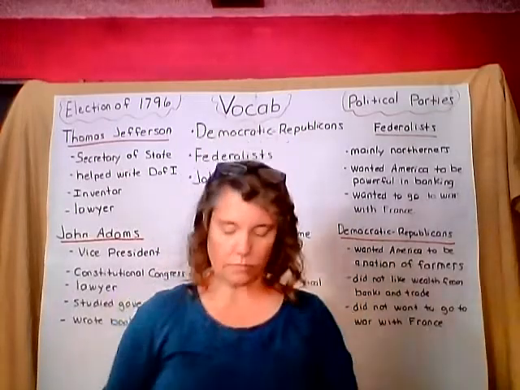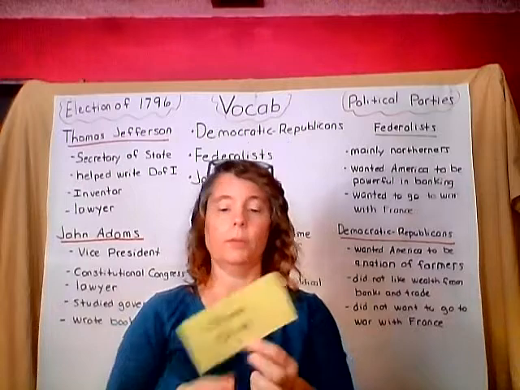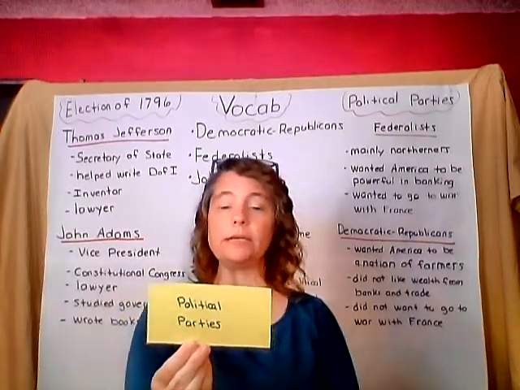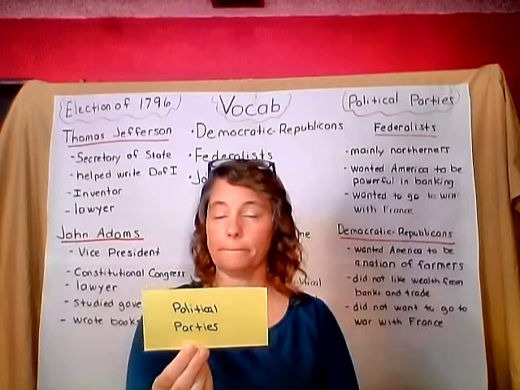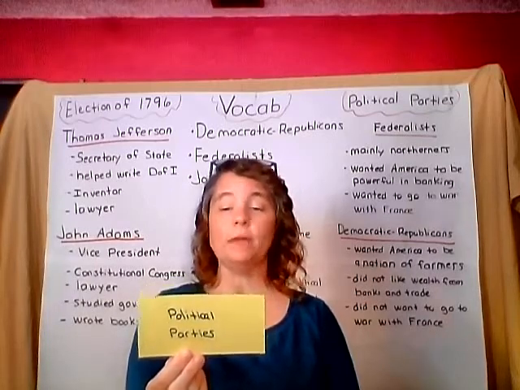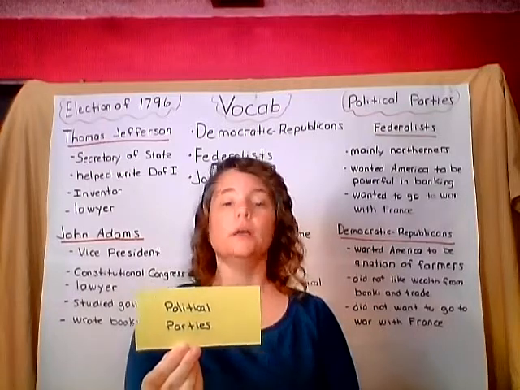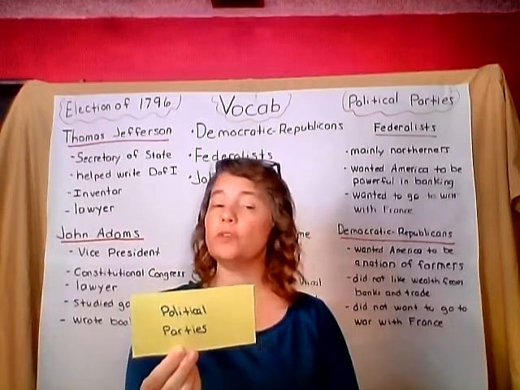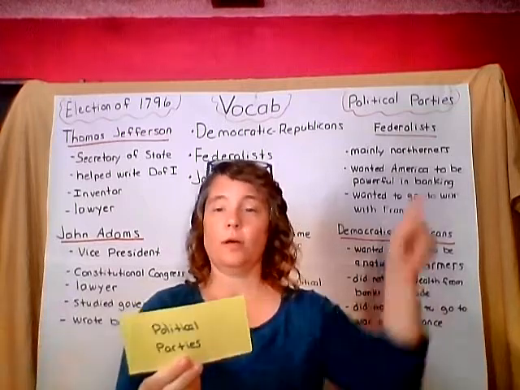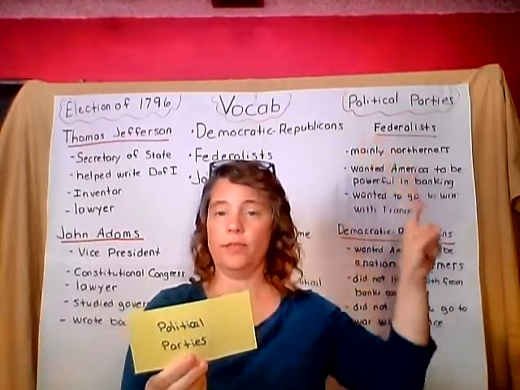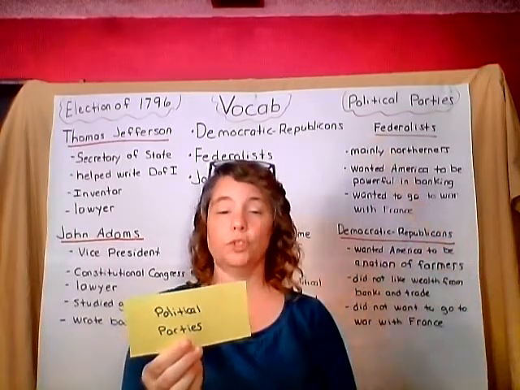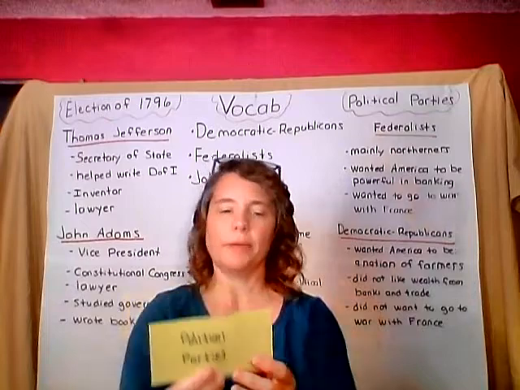Good job. All right, we went over this one yesterday, but we're going to go over it again. Political parties. What was a political party? A group of people who tried to gain power in the government. That's right. Do you remember who the first 2 political parties were? They were the Federalists and the Democratic Republicans. That's right. Those are the first 2 political parties. We'll talk more about them in a little bit.